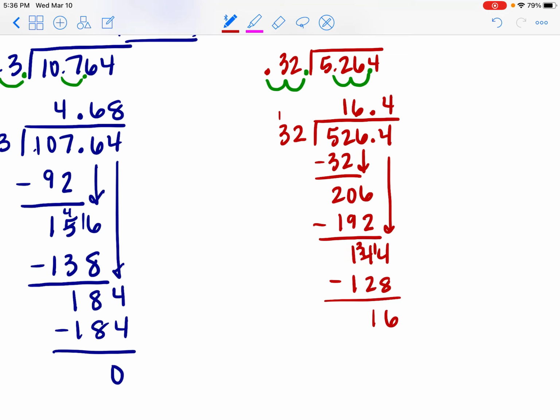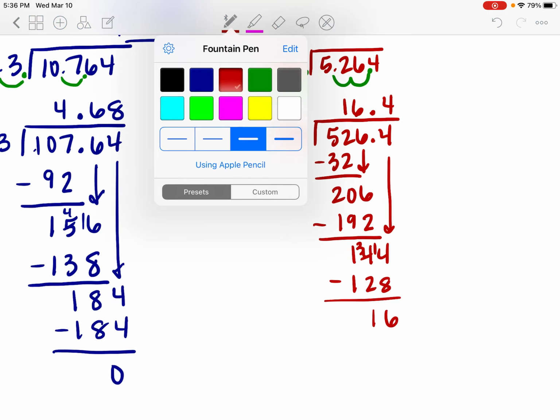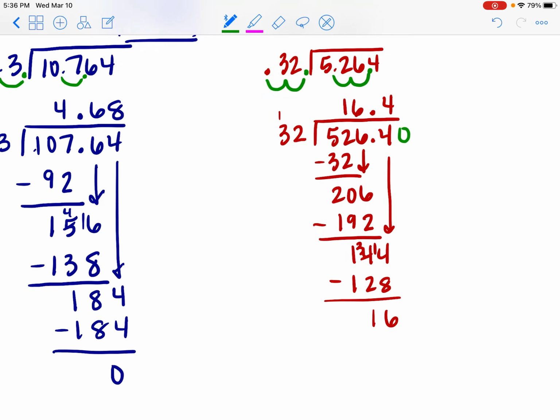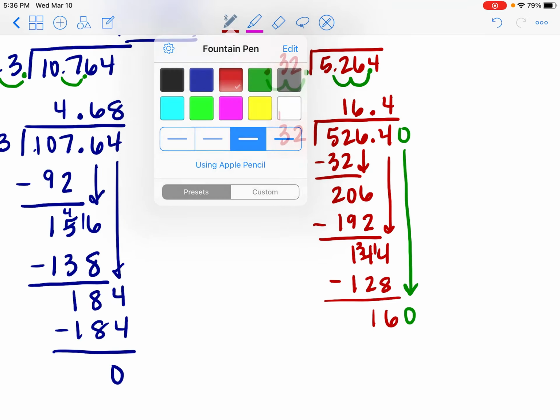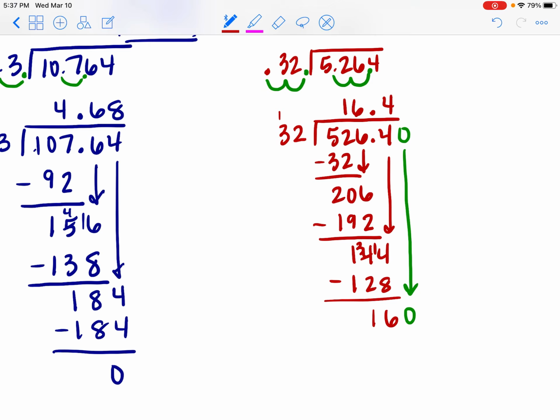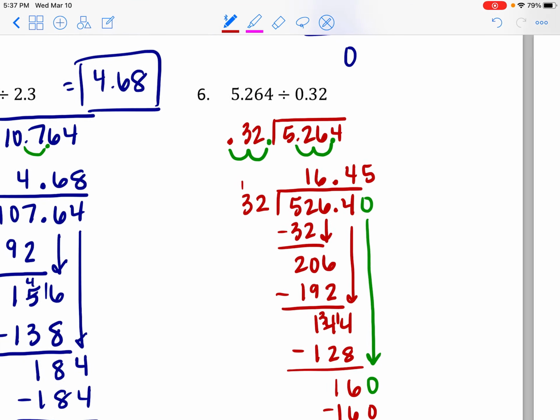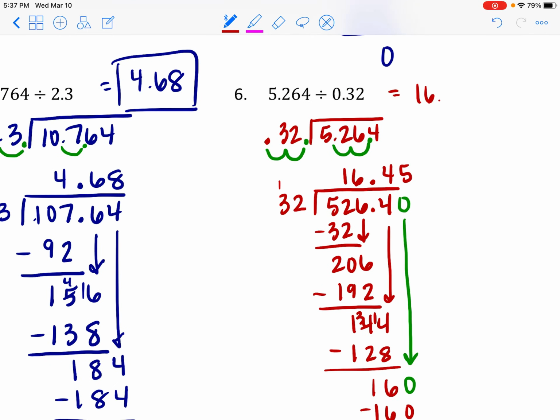So 16. So that was the end of my decimal, but I have a remainder that I do not want. So I'm gonna add a 0 here and see if I can't keep going, so I eventually can end this. I'm gonna bring that 0 down and see how many times 32 goes into 160. It's going to be 5 times exactly. 5 times 32 is going to be 160. And so now I have my 0 remainder. So 16.45 is going to be our exact answer.